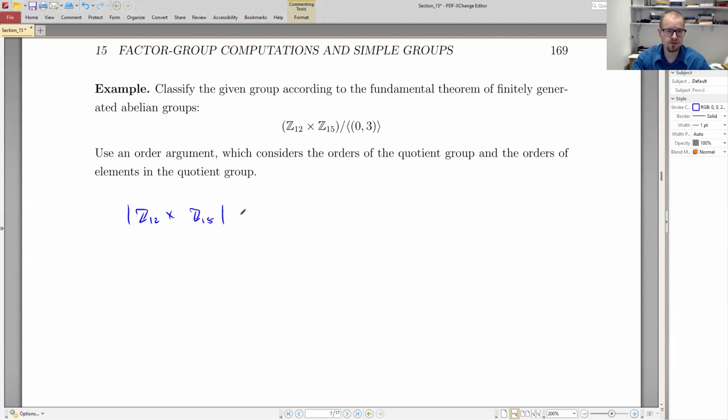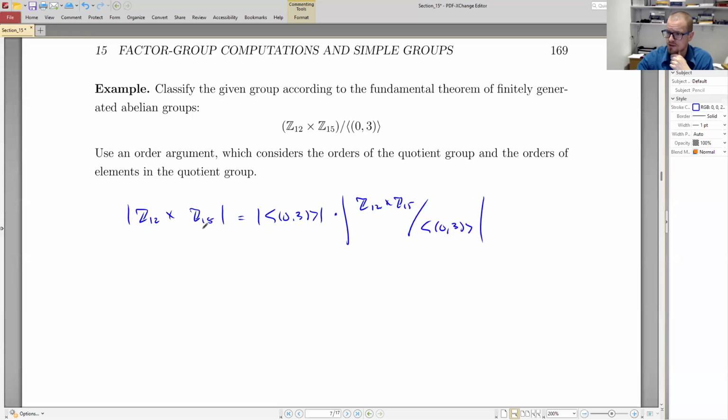The order of this group is equal to the order of the subgroup generated by (0, 3), multiplied by the quotient group, this is the number of cosets. So Z12 cross Z15, quotient by the subgroup generated by (0, 3). Right, so I have this relationship, because the number of elements times the number of cosets gives us the order of the group itself. I believe that is essentially the statement of the theorem.